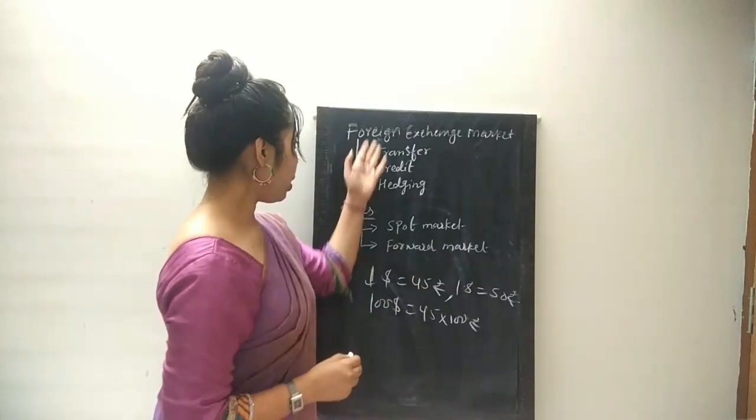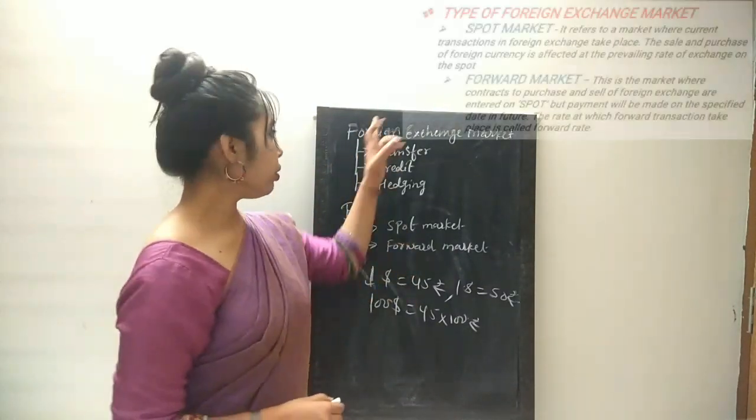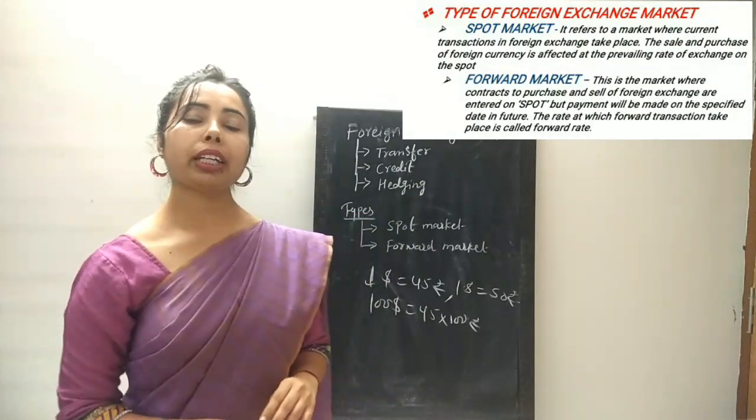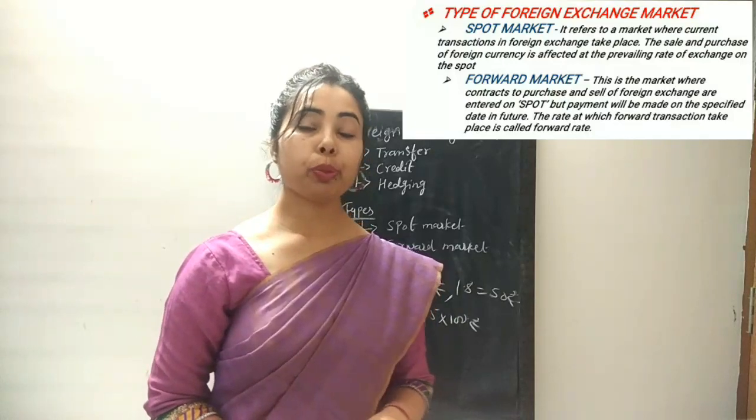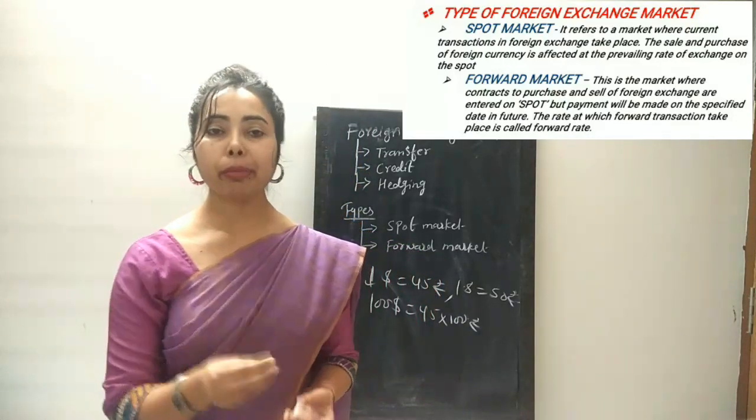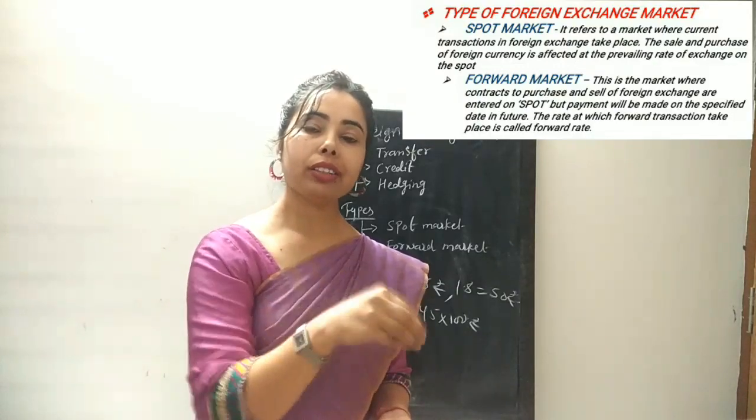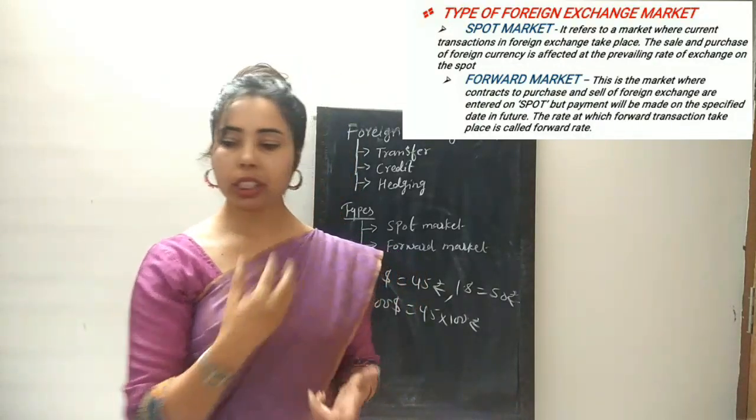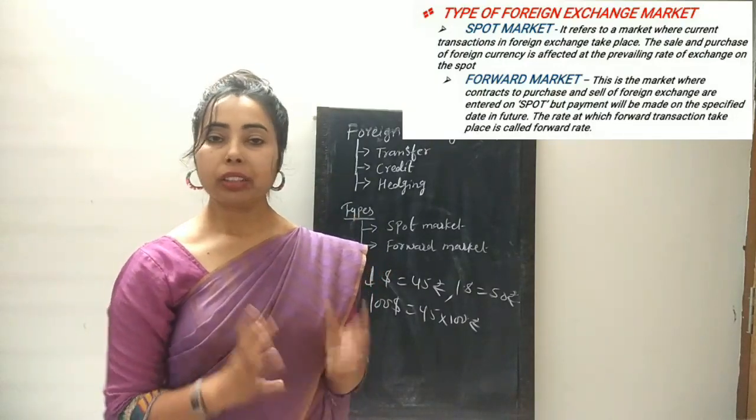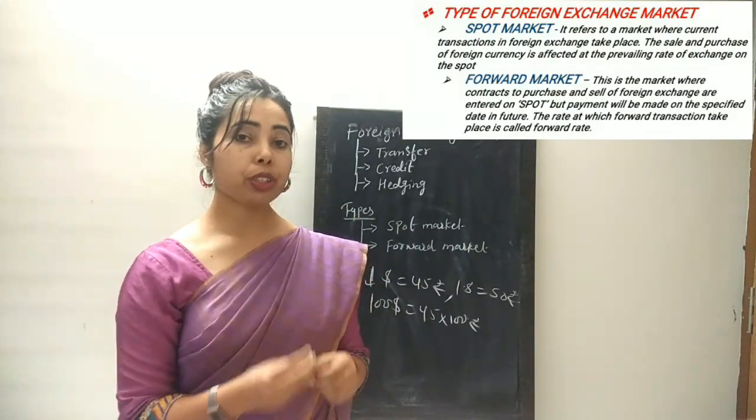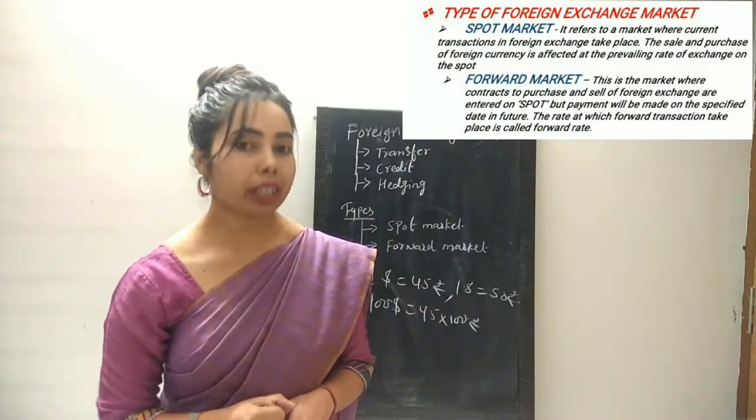These transactions take place in two types of market. Under the foreign exchange market, there are two types: one is the spot market, second is the forward market. Spot markets are those markets where the payment for the goods and services takes place on the spot, meaning you purchase the goods and immediately give the payment also. So that is called the spot market, and the rate which we pay on the same date at the same time is known as the spot rate.